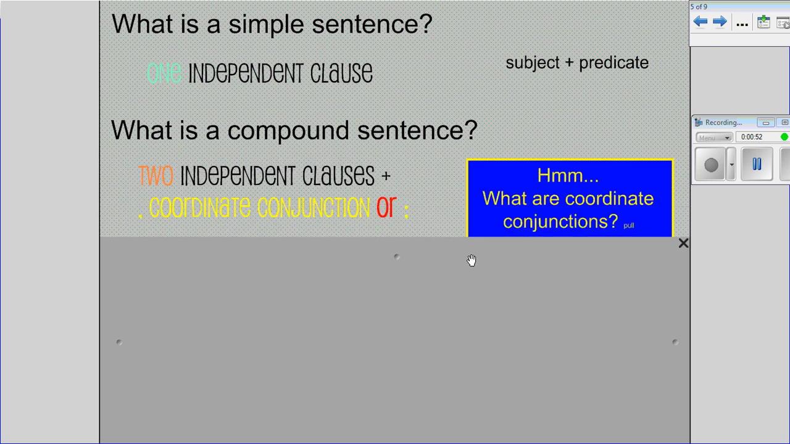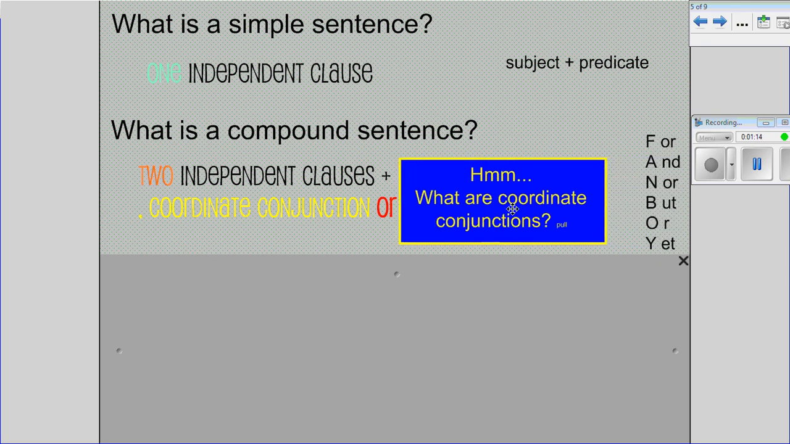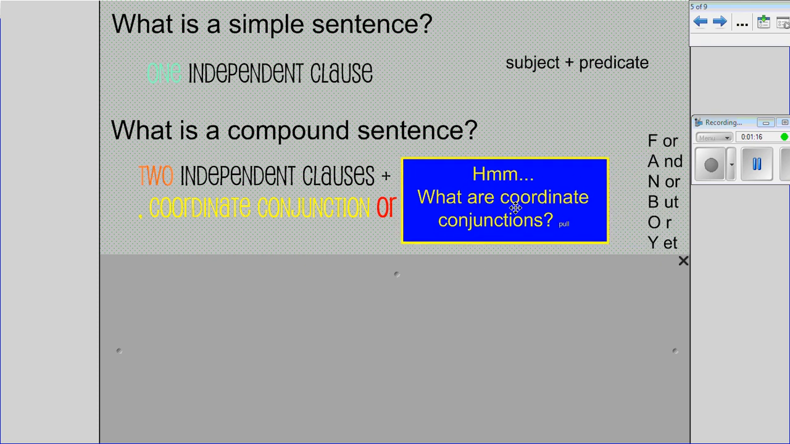A compound sentence is two independent clauses, and we combine those two independent clauses using either a comma and a coordinating conjunction or the semicolon. So in your notebook, please go ahead and write down what your coordinating conjunctions are. Your coordinating conjunctions are your FANBOYS. So: for, and, nor, but, or, yet, so. So basically for a compound sentence, we take two simple sentences, the two independent clauses, and we combine them together.